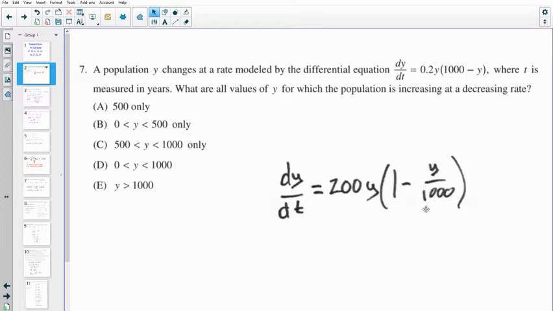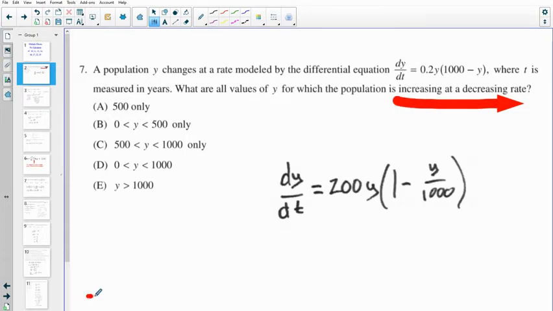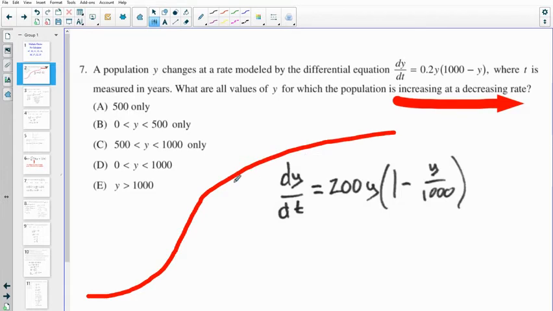I know that it's going to increase between 0 and 1,000, but increasing at a decreasing rate means, oh, I don't want that arrow on the end of there, means that as we've seen with these logistic growth problems, we've got a graph that looks like this, and we're looking at this section of the graph where it's increasing but at a decreasing rate. And we also saw that that point of inflection happens at half of the carrying capacity. So between 500 and 1,000, which is our carrying capacity, my answer on this one is C.